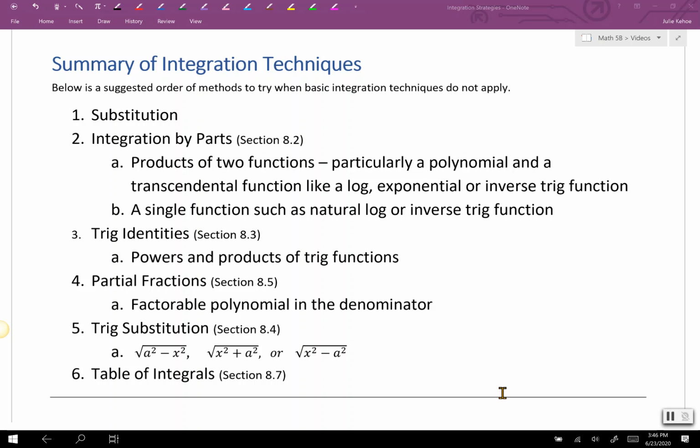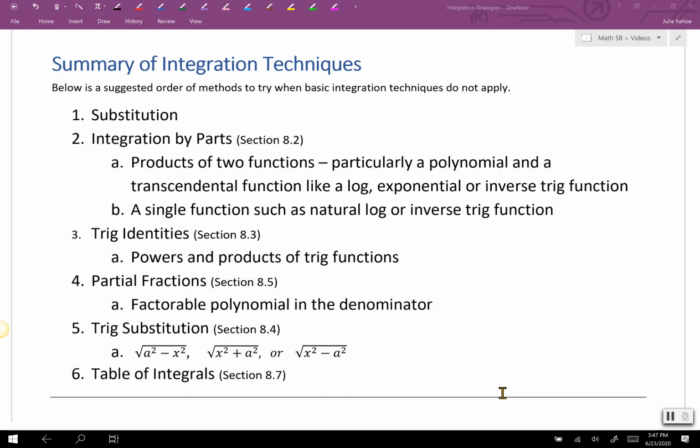Usually next I'll start looking at things like integration by parts. Am I looking at a product of two functions, or maybe a natural log or an inverse trig function that's just by itself, because those are great for integration by parts. Is there a trig identity that I could use, maybe a power reducing rule or Pythagorean identity, that I can use to evaluate an integral?